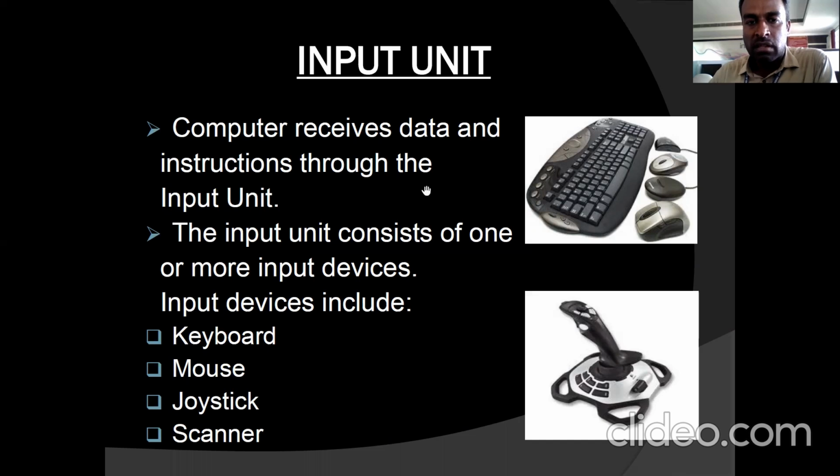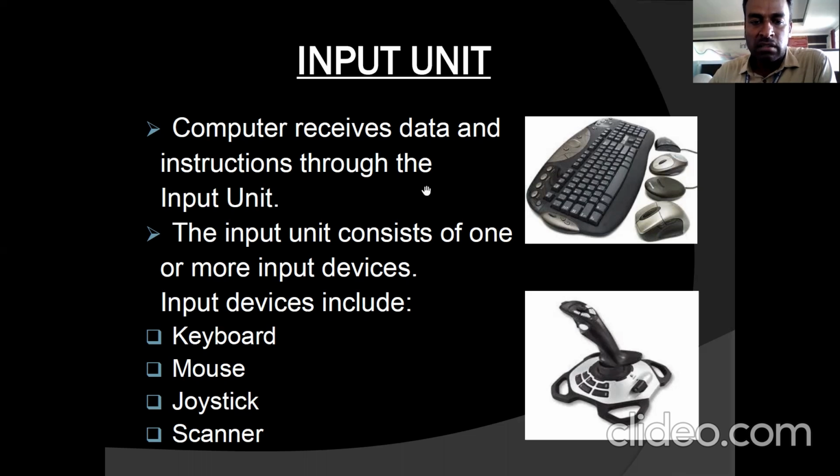So the computer receives the data and instructions through the input unit. That means we give the data with the help of an input device, and the instructions through the input unit. The input unit consists of one or more input devices. We have a lot of input devices, for example a keyboard, mouse, joystick, and scanner.